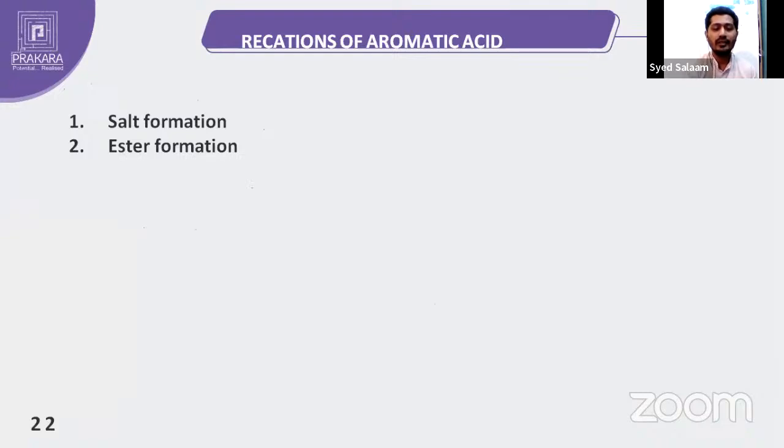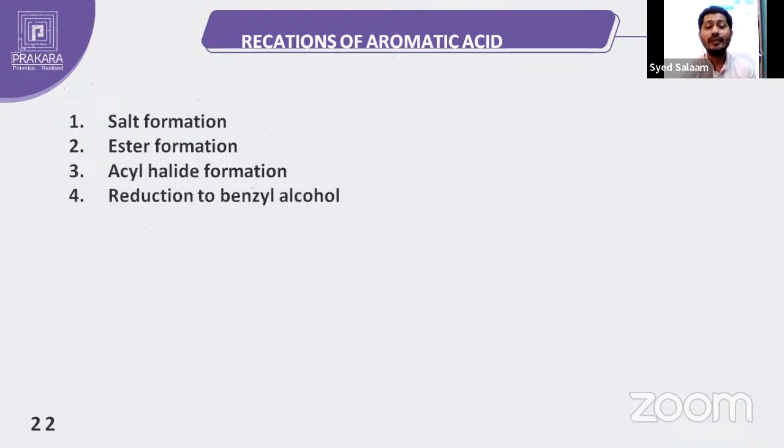So, ester formation, and as it is a carboxylic acid, acyl halide formation. When benzoic acid takes up a halogen, replacing the OH, we call it an acyl halide. Then reduction to benzyl alcohol: the carbonyl oxygen gets removed, forming CH2OH, which we call benzyl alcohol. So it is reducing itself into benzyl alcohol. Decarboxylation is the breaking away of that carboxyl moiety.